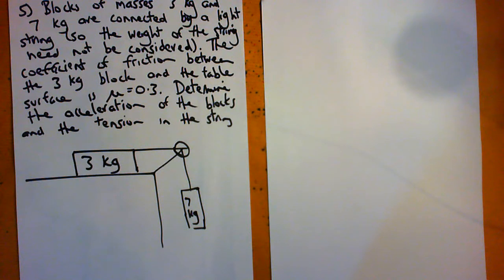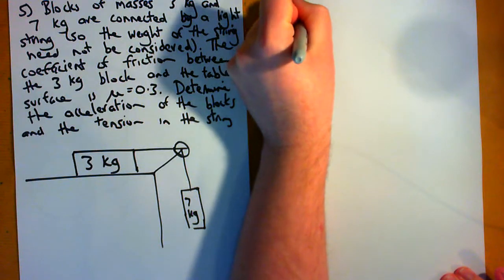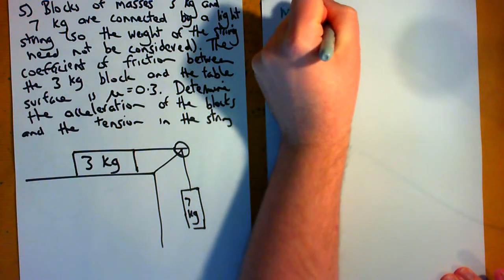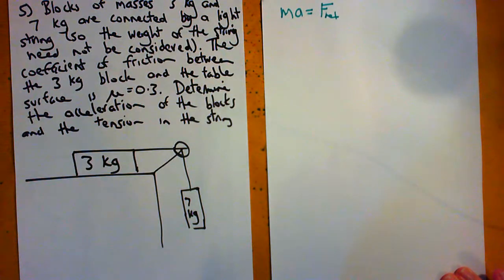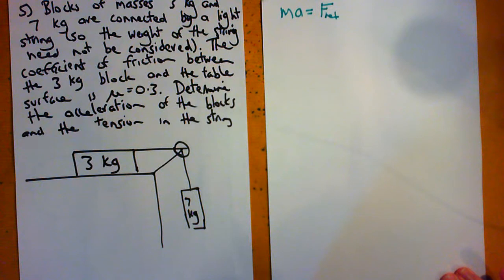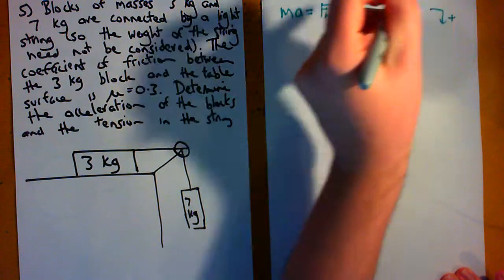Okay, so we have two blocks and we need to use Newton's second law here. So the mass times the acceleration is going to be the net force. A pulley is what we have in the corner here. A pulley is an object which changes the direction of the forces. Let's take off the table to be the positive direction.